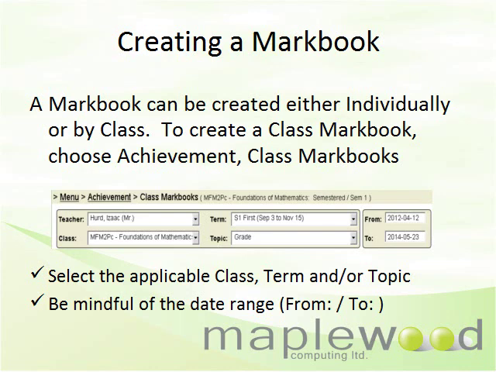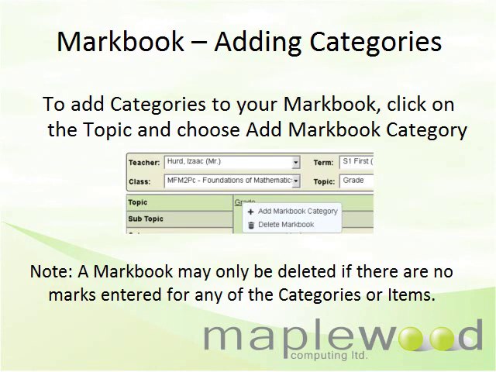I'm just going to go back to my slides and let's take a look at our PowerPoint presentation and just do a quick recap before we finish up. So here we talked about how to create a Markbook, how you go in and select your appropriate class, the term, and the topic. And as we saw at the end, just watch the date range. So when you're adding categories to your Markbook, you simply click on the topic that you want to build your Markbook around, be it an outcome or be it an overall grade.